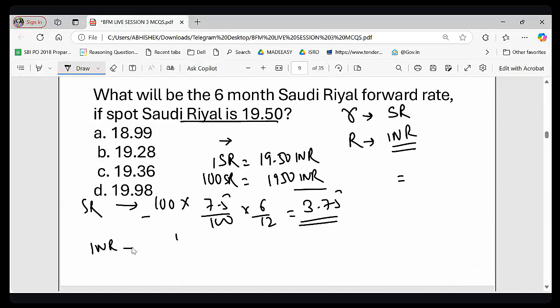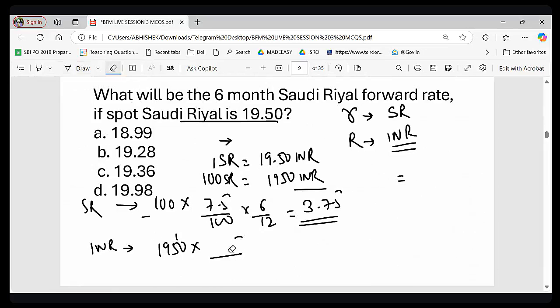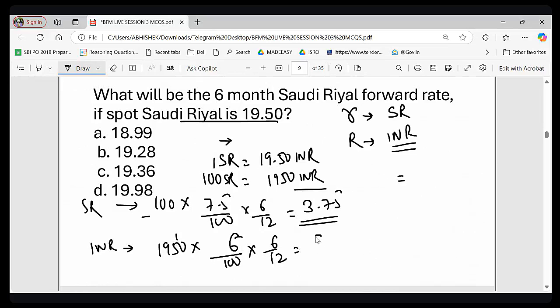And for Indian rupees, this is nothing but 1950 multiplied by 7.5. Sorry, not 7.5, it is 6. Type your answer. If you have calculated, please type what you are getting in the chat box. 1950 upon 100 into 6, into 6 by 12. So this will give you 58.5. Isn't it? You are getting the same 58.5 also? Right. I hope you are also doing the calculation.